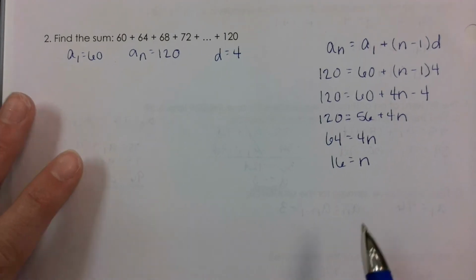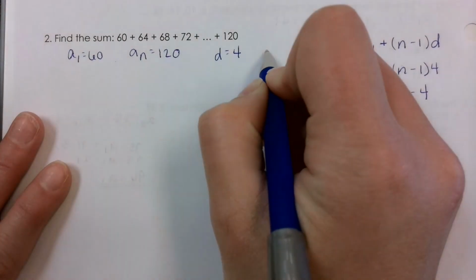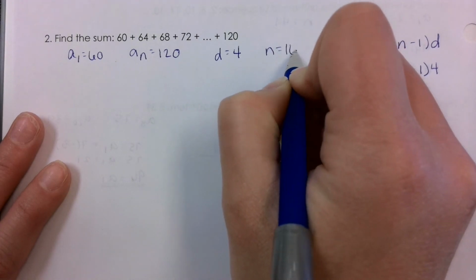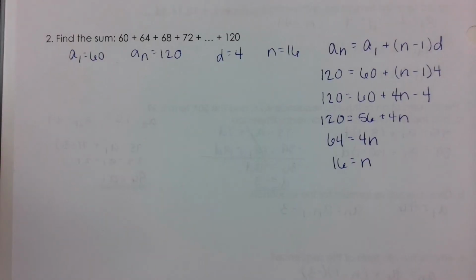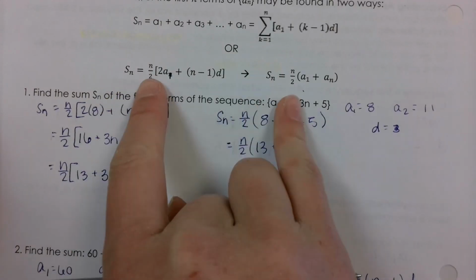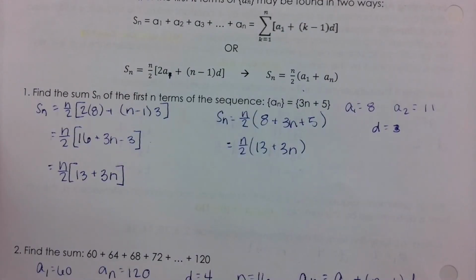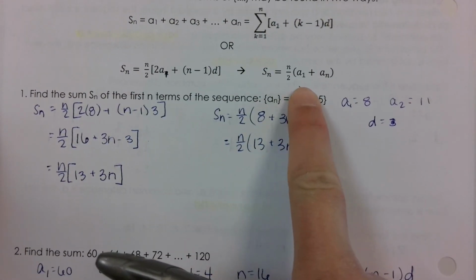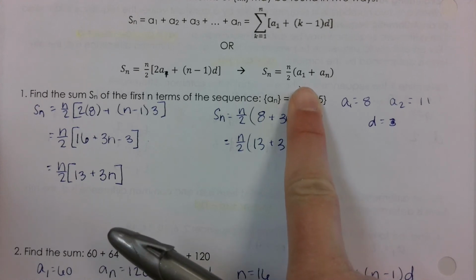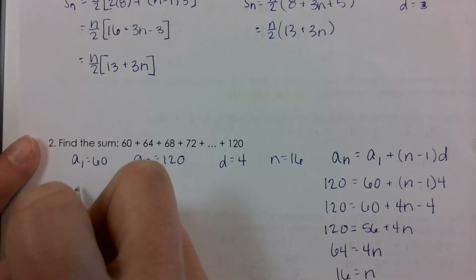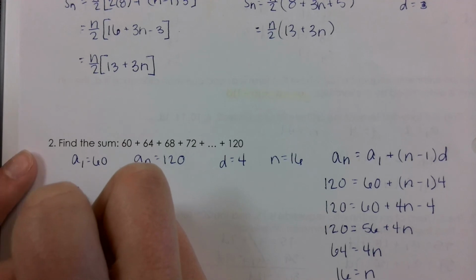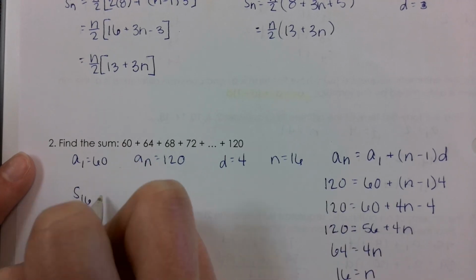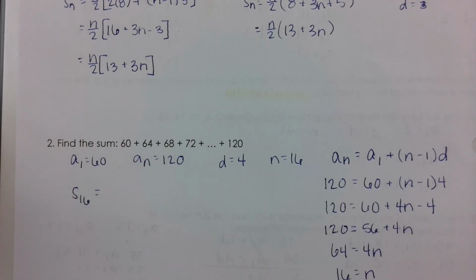Alright, so now that we know that n is 16, I'm going to add that to our list that we got going up here. And again, we can use either of these formulas, or you could even use that one if you wanted. I'm going to use this one. Is that okay with y'all? It's the easiest, so we'll just use that guy to find the sum. So we'll just say S sub n, which we know that n now is 16, so we could write S sub 16, because it's the sum of the first 16 terms.